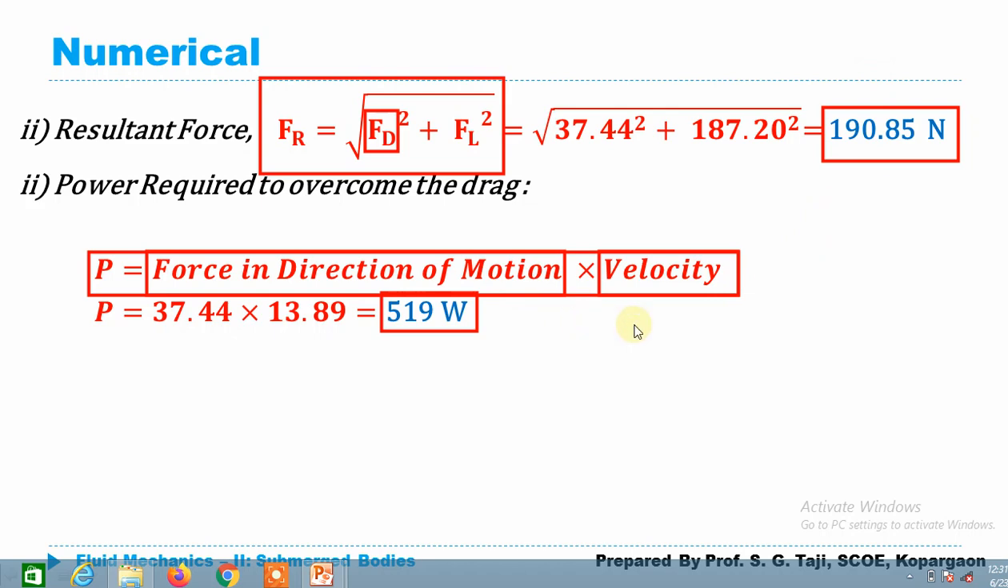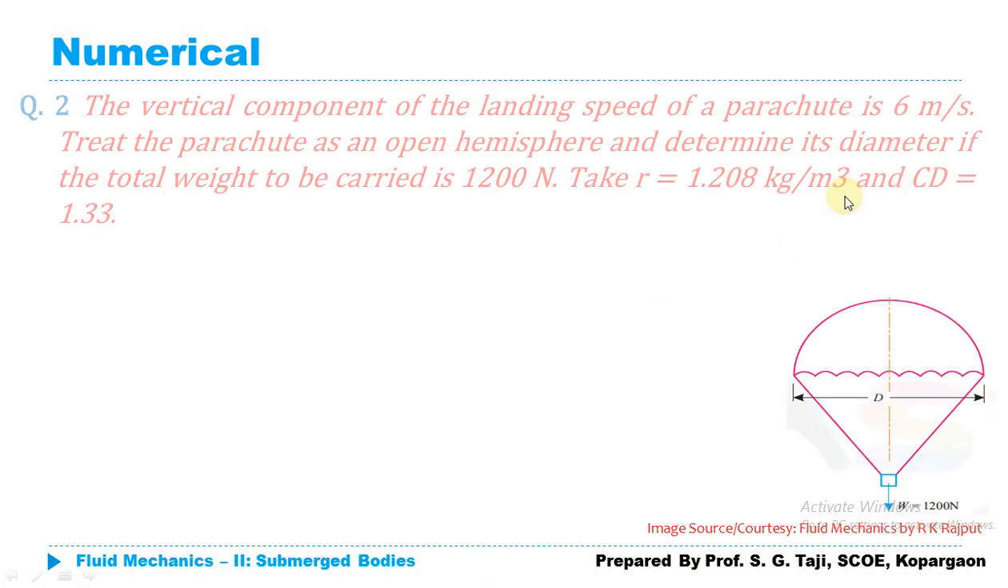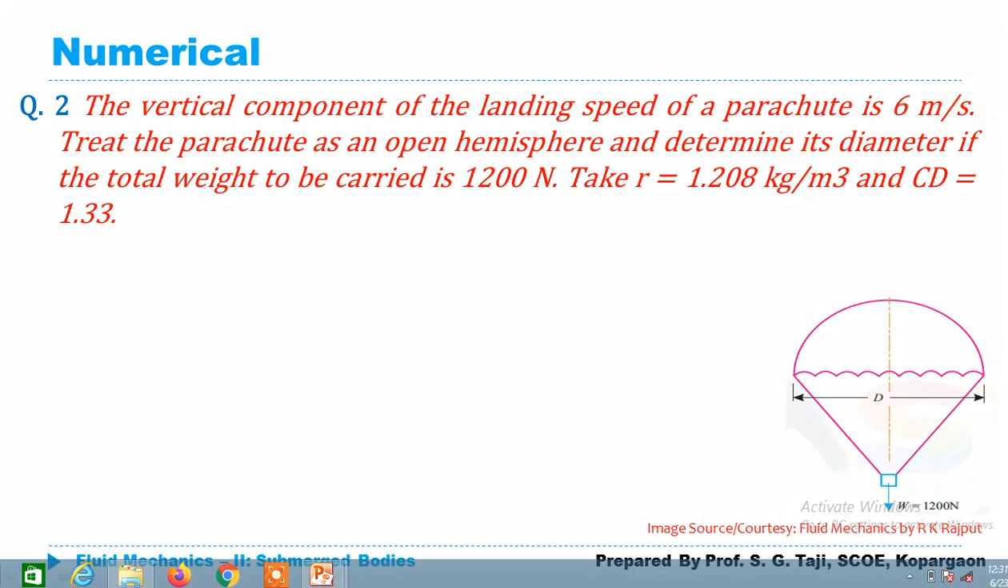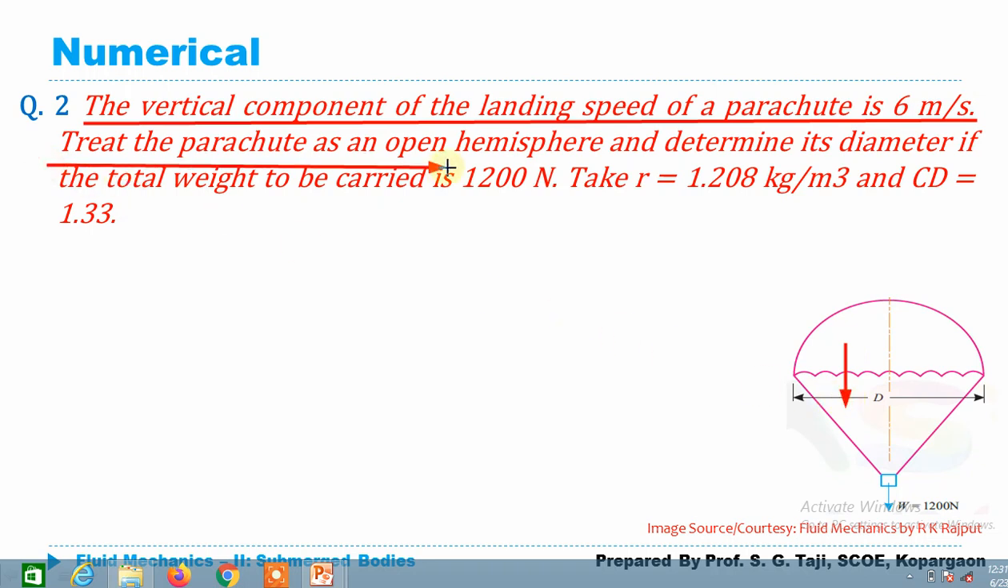We will move to the next numerical, which is given as: the vertical component of the landing speed of a parachute is 6 meter per second. Remember, it is the vertical component of the landing speed. The parachute may be moving in any direction, but the vertical component of that velocity, acting downward, is 6 meter per second. That means it is coming down with a velocity of 6 meter per second. Treat the parachute as an open hemisphere and determine its diameter.